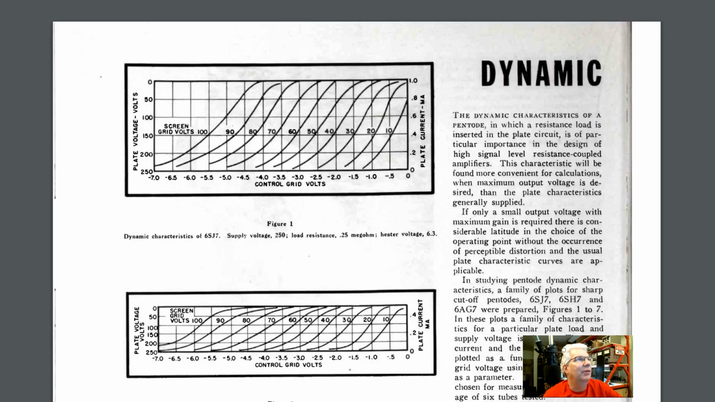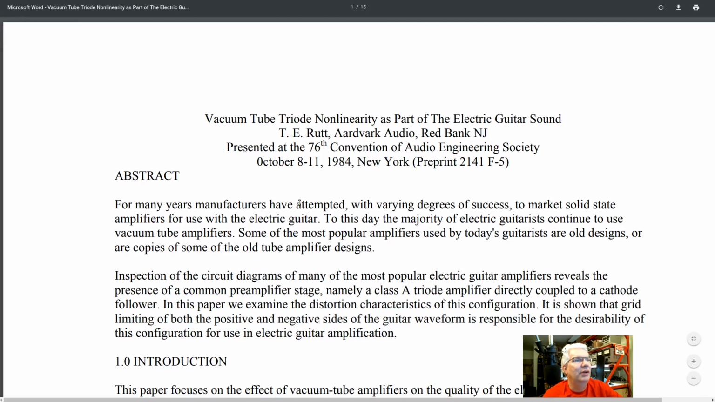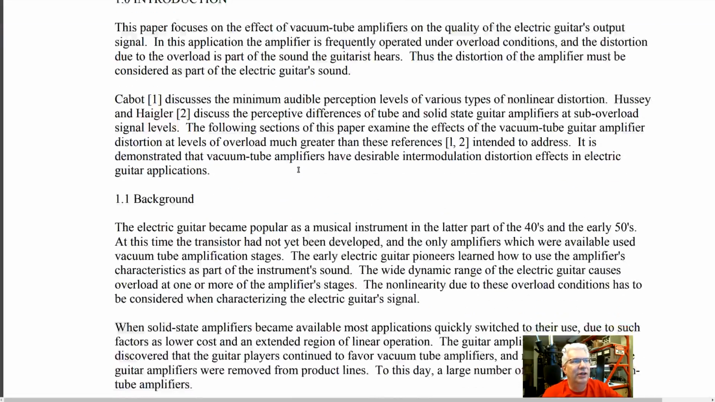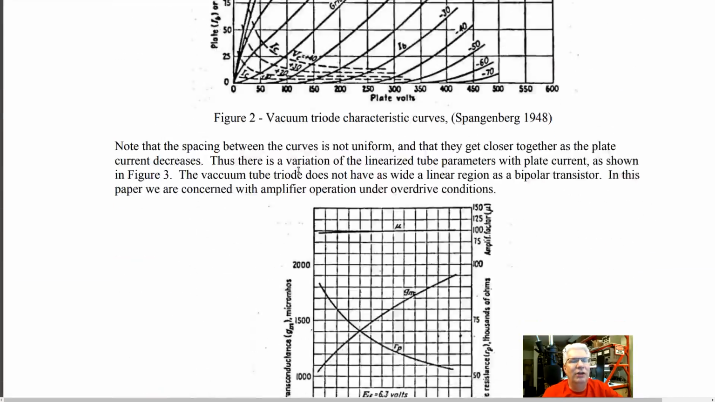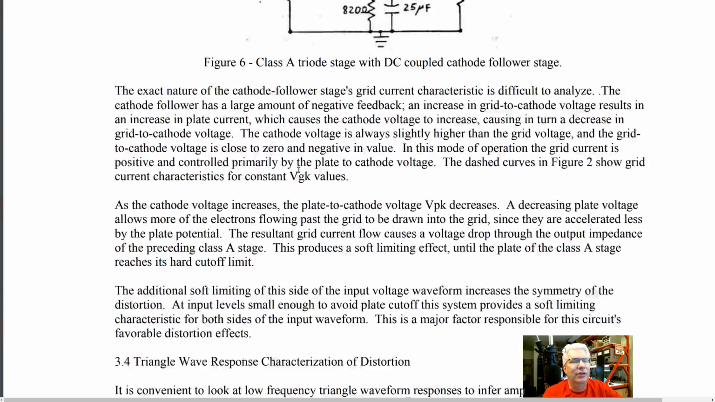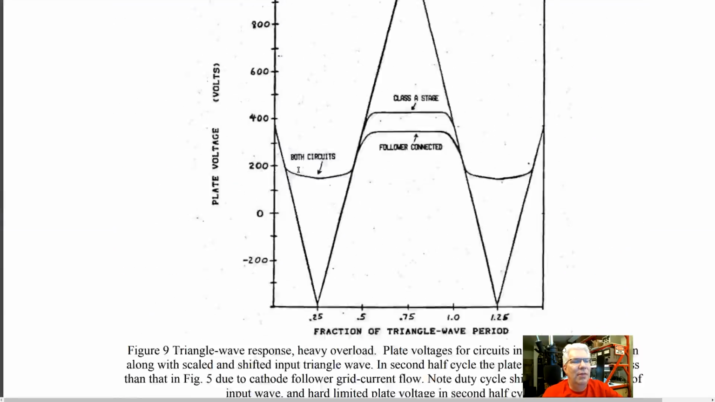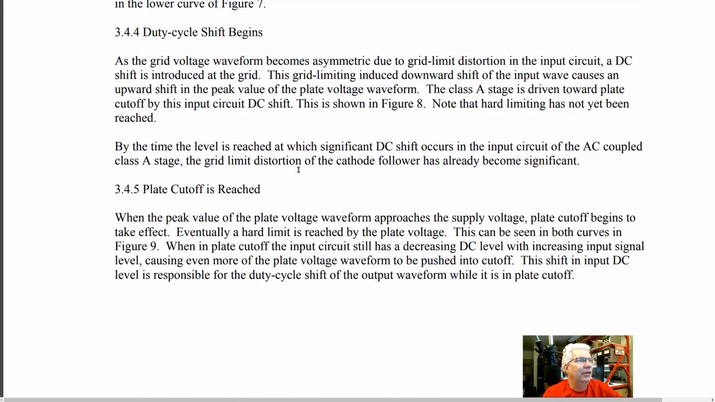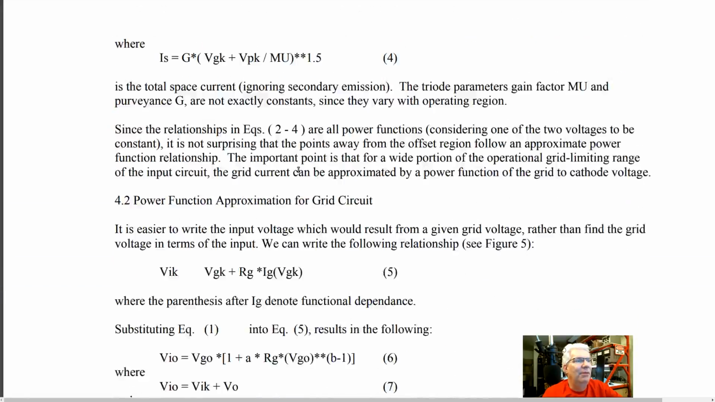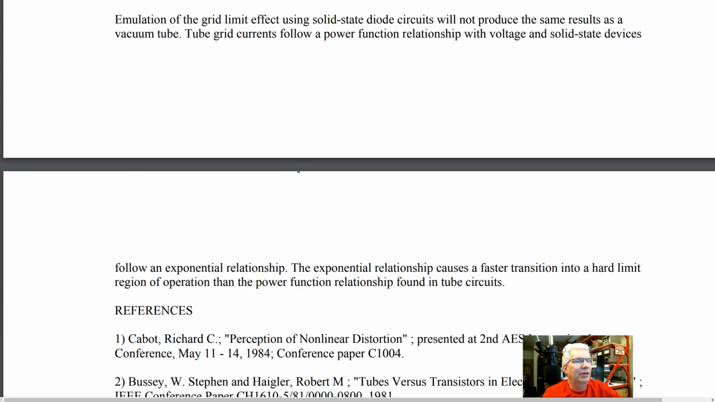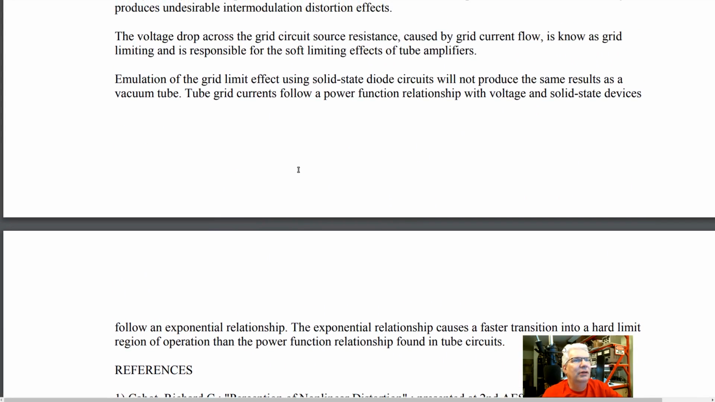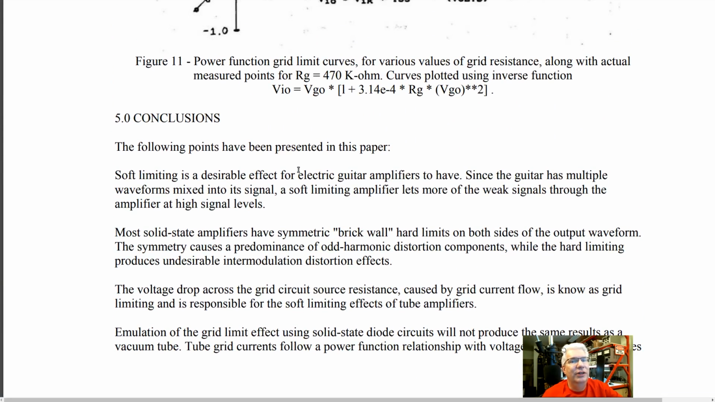If you look at the Rutt paper, where's the Rutt paper here? Here we go. Look at the Rutt paper. He goes through a lot, talks about this nonlinearity. He's using a triode, but our examples are still applicable. His conclusion down here at the end of his paper is about the hard clipping. If you read this, I encourage you to read this because this is a very well written paper. There's not hardly any equations in there. It's very easy to understand.